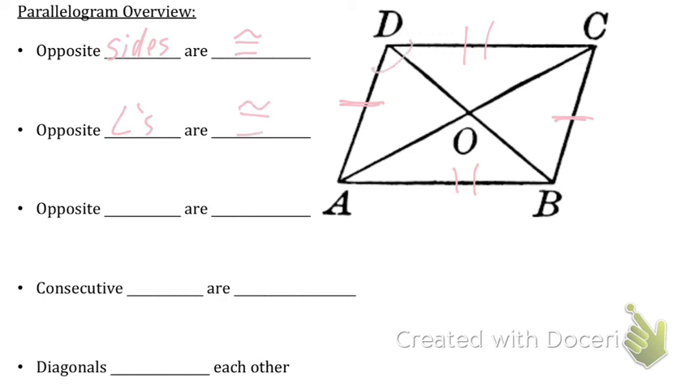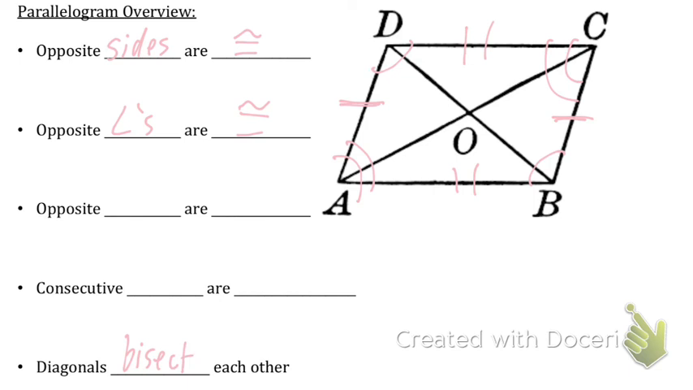Angle D congruent to angle B. Angle A congruent to angle C. Okay, that's another thing we know. Dylan. Diagonals bisect each other. Okay, the diagonals bisect each other, cut them in half.